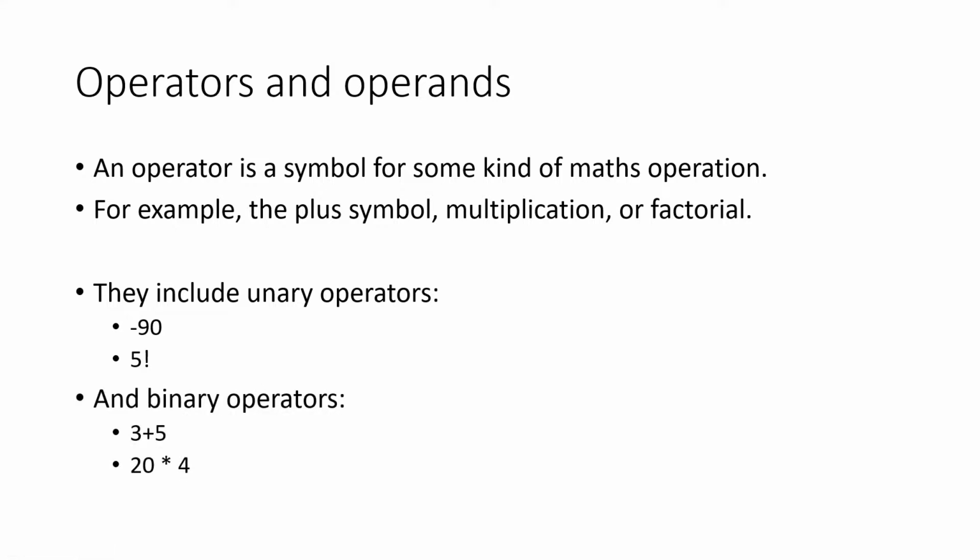You can have binary operators. This takes two values, for example 3 plus 5, 20 times 4. Don't confuse it with binary numbering systems, which are just values of 0 and 1, or the base 2 in other words. That is a different thing.